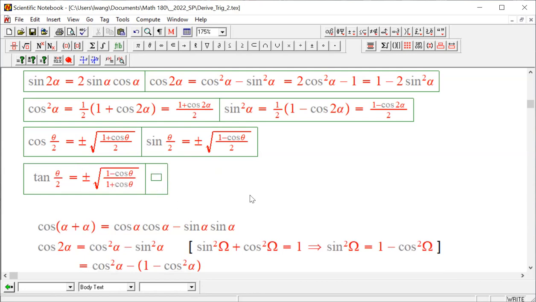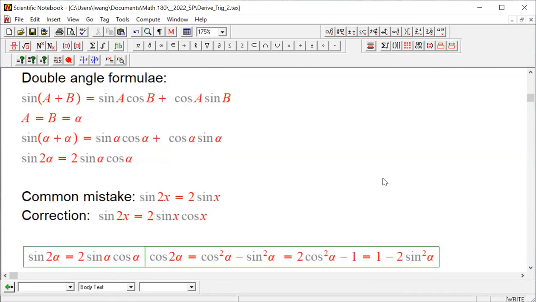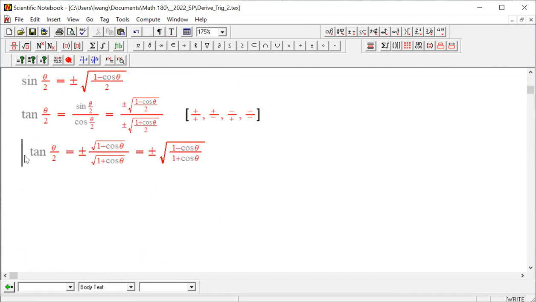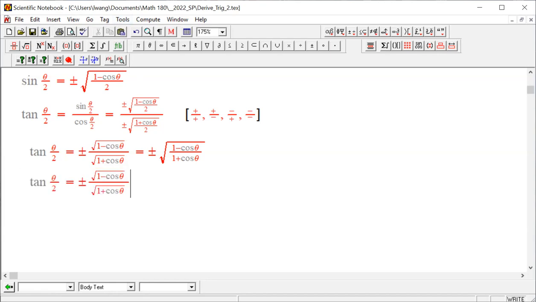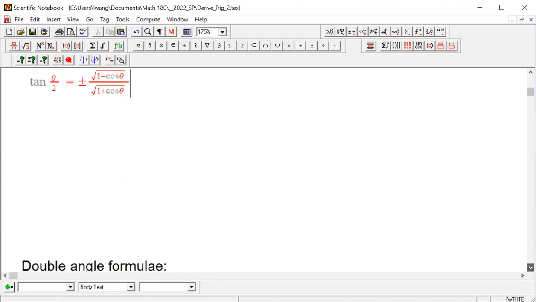There are 2 other alternative forms. So from this form, either one, suppose I take this one, we want to derive 2 other forms. So you've got to watch very carefully here. We're going to have some interesting analysis.